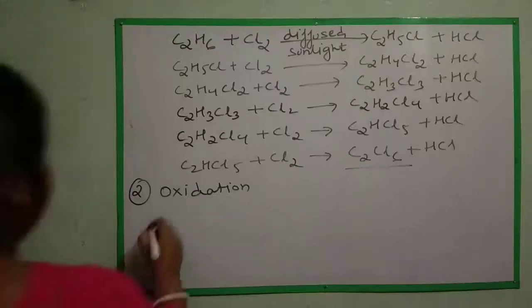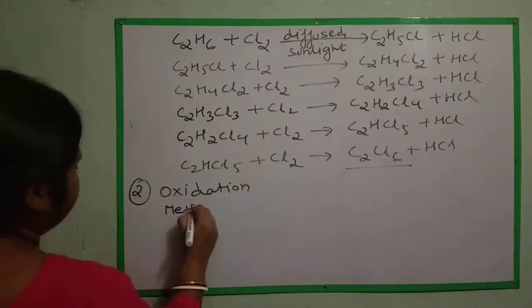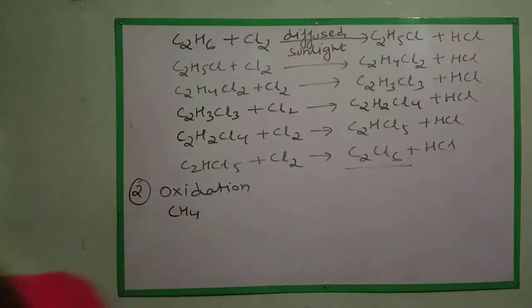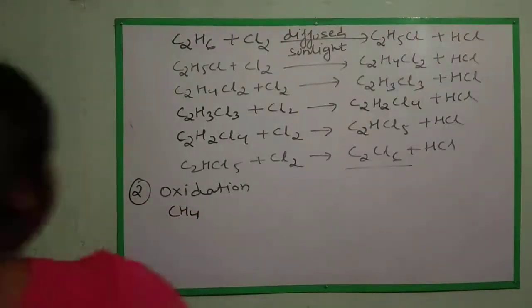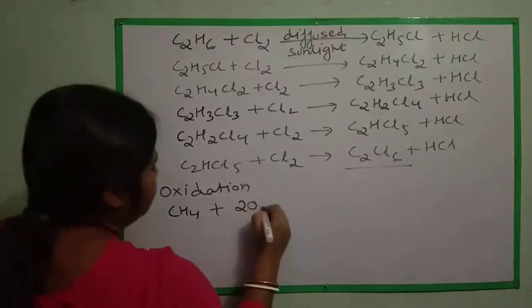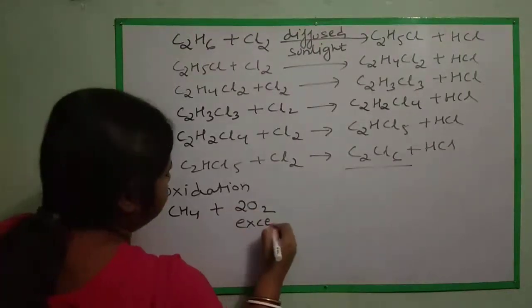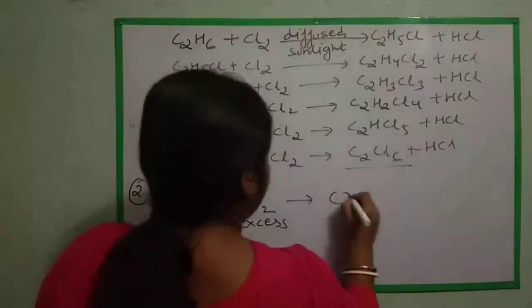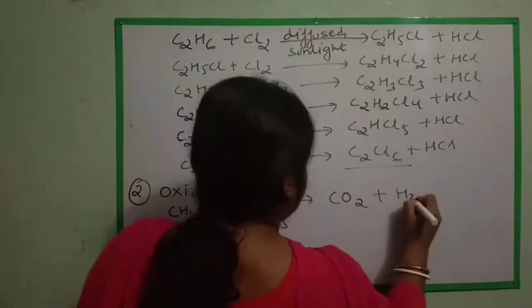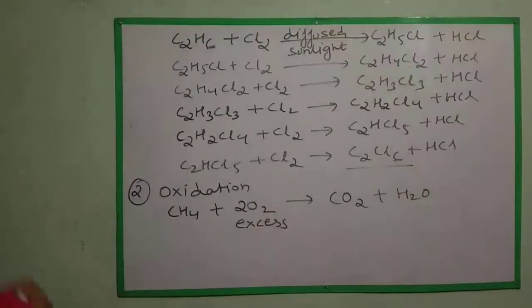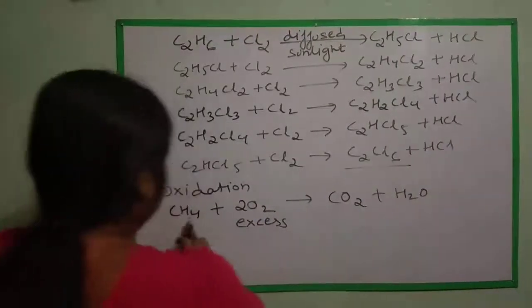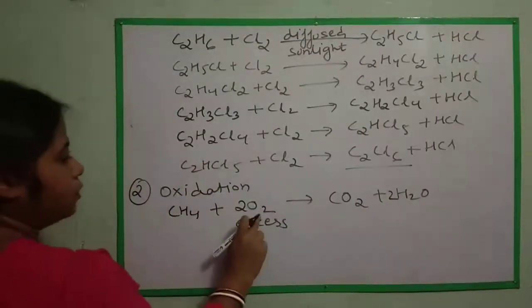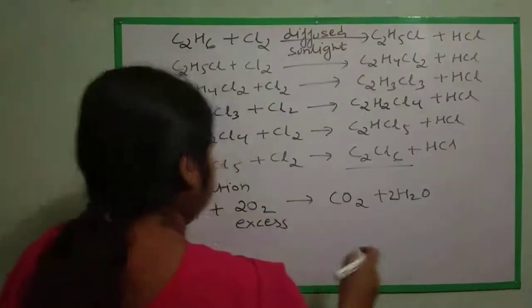Now first of all, methane means CH4. Methane is treated with excess oxygen. The excess oxygen means carbon dioxide and water. Now I have to balance this reaction. If you balance this reaction, 4 hydrogen, it will be 2. 1 carbon, 4 oxygen, 2 plus 2, 4 oxygen.